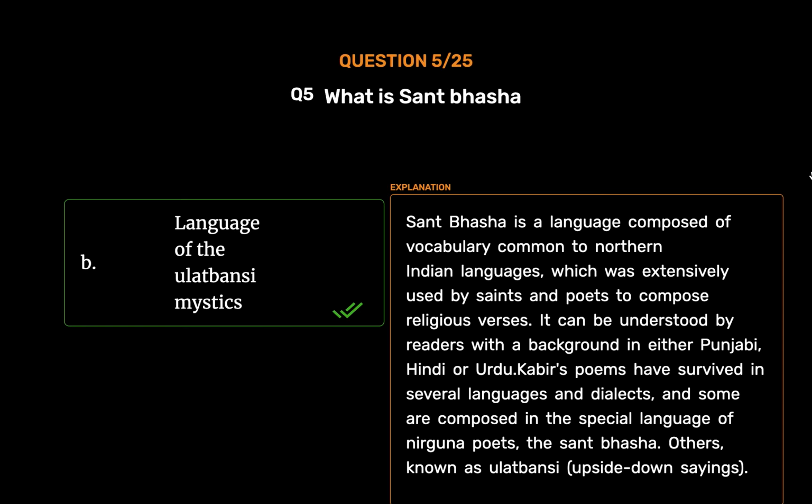Sant bhasha is a language composed of vocabulary common to northern Indian languages, which was extensively used by saints and poets to compose religious verses. It can be understood by readers with a background in either Punjabi, Hindi or Urdu. Kabir's poems have survived in several languages and dialects, and some are composed in the special language of Nirgun poets, the Sant bhasha. Others, known as Ulatbasi, upside-down sayings.